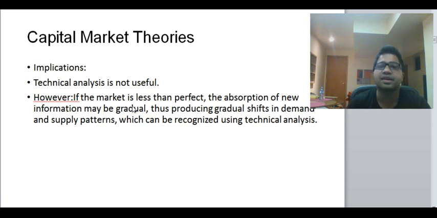However, if the market is less than perfect, the absorption of new information may be gradual, thus producing a gradual shift in demand and supply patterns which can be recognized using technicals.